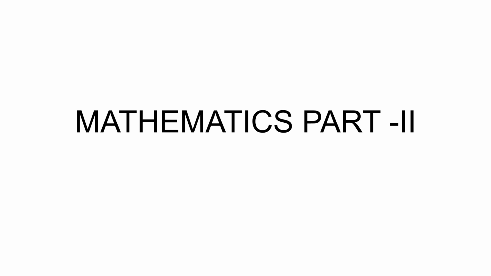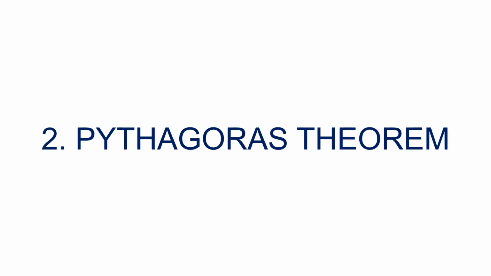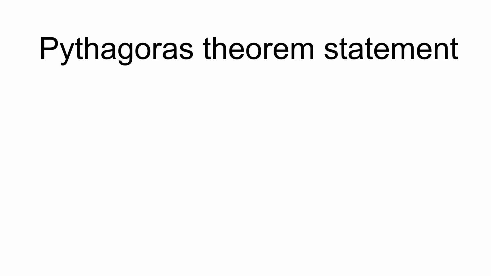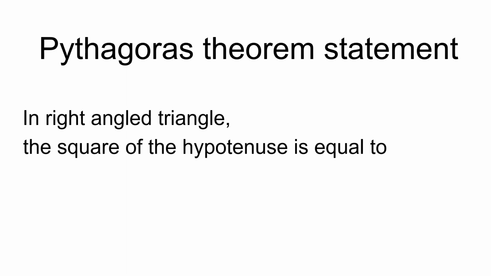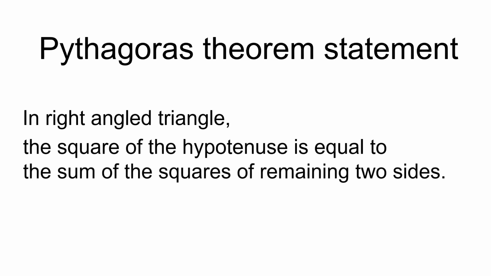We now start the geometry lesson number 2, that is Pythagoras theorem. In this chapter we have studied first what is the Pythagoras theorem statement, that is in a right angle triangle the square of the hypotenuse is equal to the sum of the squares of the remaining two sides.